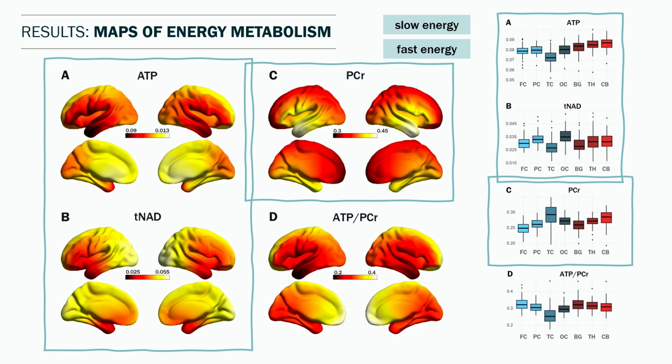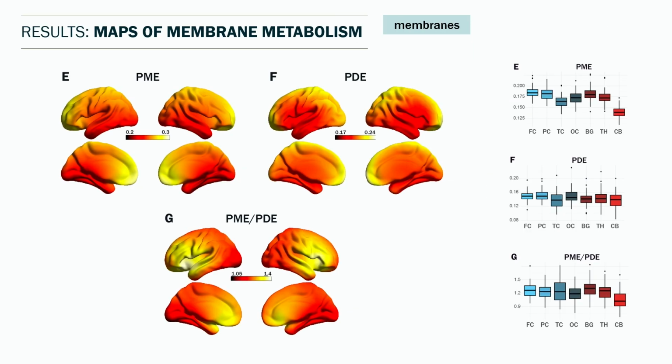And then phosphocreatine, which is our fast energy guy, is quite different, pretty much the opposite to the slow energy markers. And then in terms of the membranes, it is interesting that the membrane synthesis and membrane breakdown distributions are quite similar, so they're not opposite or anything. But the distribution of PDE, so membrane breakdown, is a bit more homogeneous than the membrane synthesis.